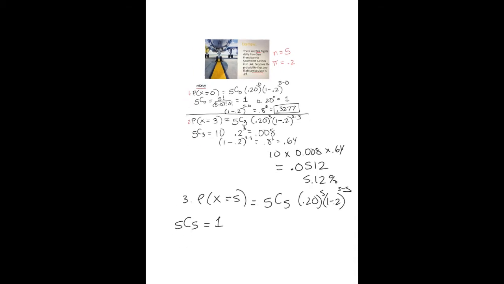Finally, let's go to the third value, which is the probability that all the flights are late, and therefore x is equal to 5. So once again, we start with our equation, 5 combination 5, 0.2 to the 5th, 1 minus 0.2 to the 5 minus 5. So 5 combination 5 is going to be equal to 1. So anything combination itself is always equal to 1.